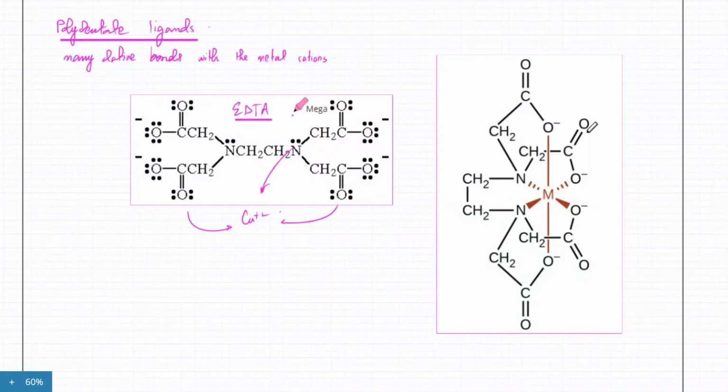So is the idea clear? This is one ligand and it's completely surrounding the metal cation. The metal cation is kind of trapped in the middle of it, and different parts of the molecule are forming dative bonds from different sides. Is this clear?